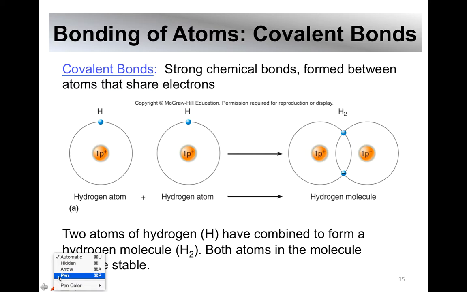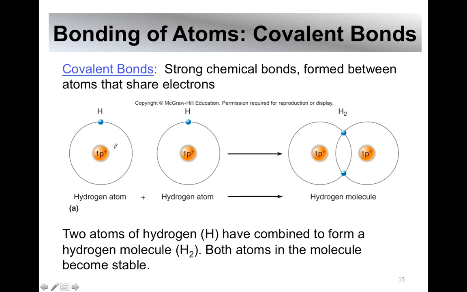Covalent bonding happens when atoms share electrons. This happens because one atom would not want to give up its electron to the other one, or it's an equal sharing.